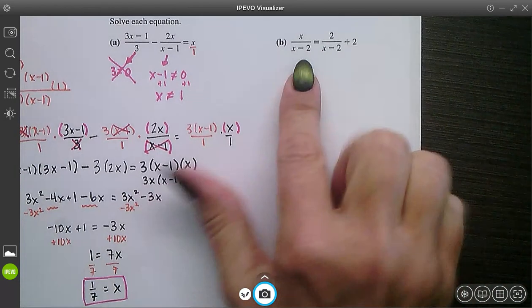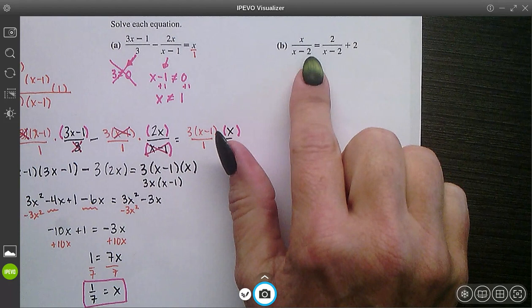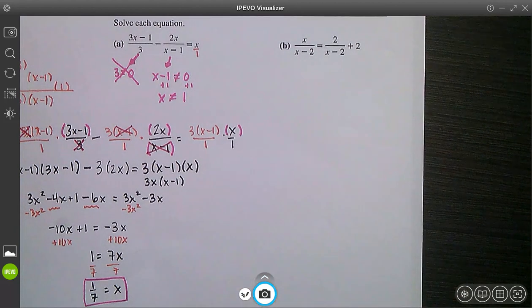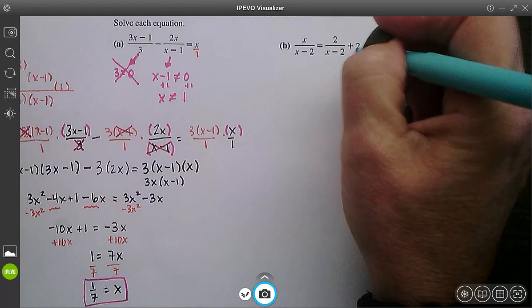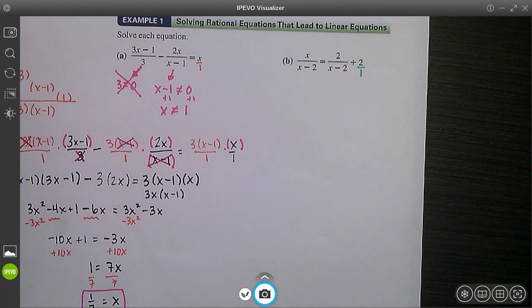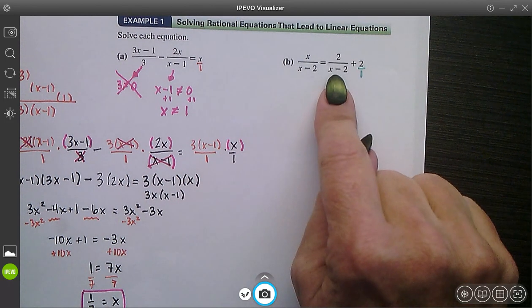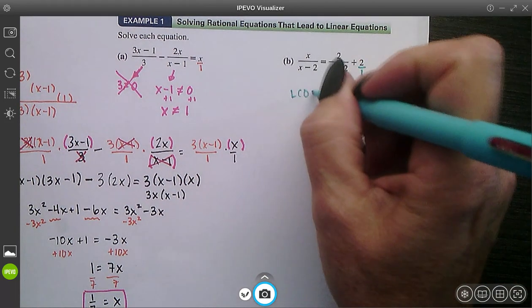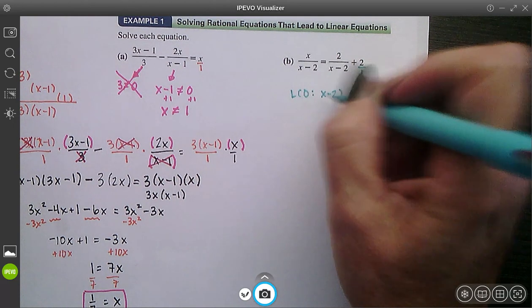Let's look at this one. x over x minus 2 equals 2 over x minus 2 plus 2. So again, I'll go ahead and put my term that doesn't have a denominator over 1. And then the LCD here, since both of these denominators are the same and this denominator is 1, the LCD will just be x minus 2.